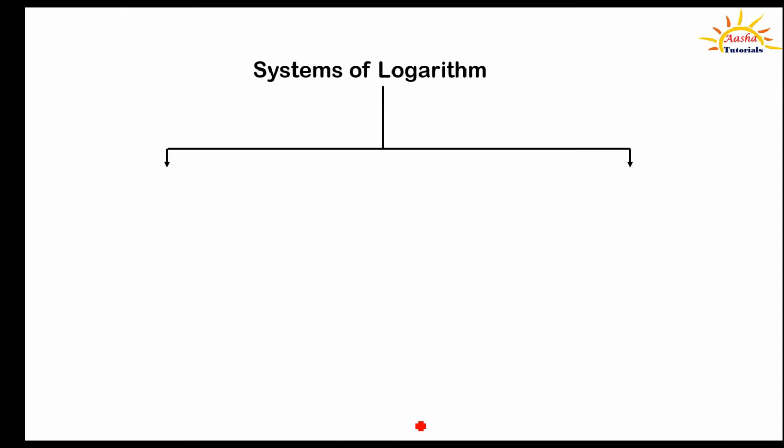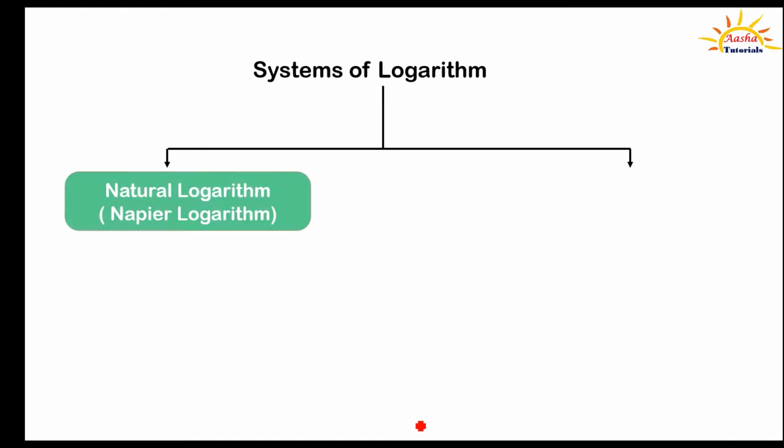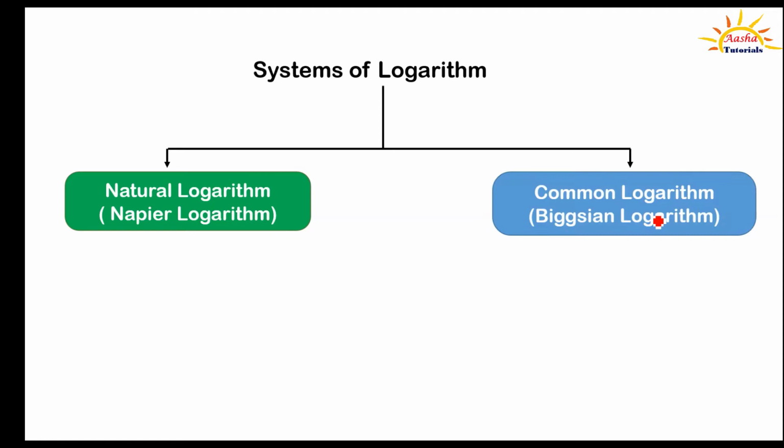Okay, now as you understood the definition of logarithm, let's see what are the different systems of logarithm which are usually used in mathematics, in physics, in chemistry, in biology. Everywhere there is use of this function. So there are two systems of logarithm. One is natural logarithm, which is also known as Napier logarithm, and the other is common logarithm, Briggsian logarithm.